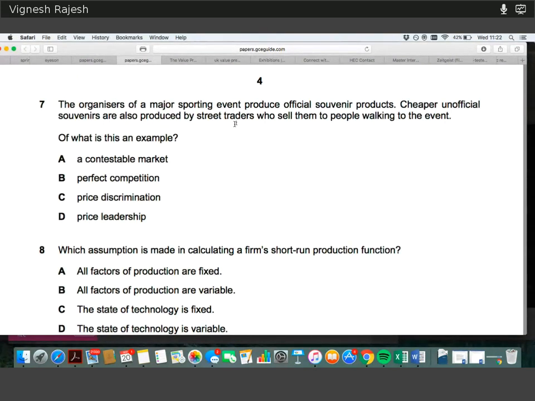Okay, question 7. The answer to this is a contestable market. Although the organizers may be the official monopoly or oligopoly or whatever, there are essentially zero barriers to entry and exit. This is something you've got to Google. It's an accessible market because it means that unofficial companies and souvenir producers can come in and still sell the same product. That's why it's a contestable market.